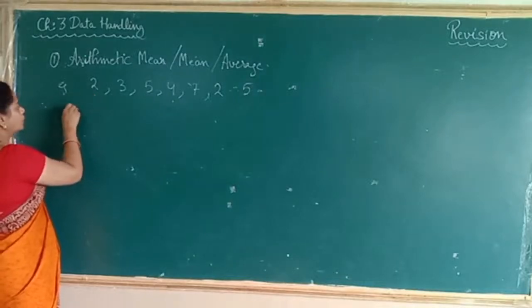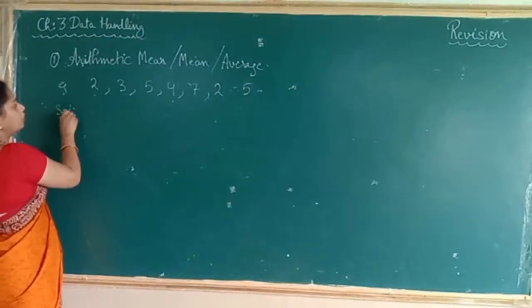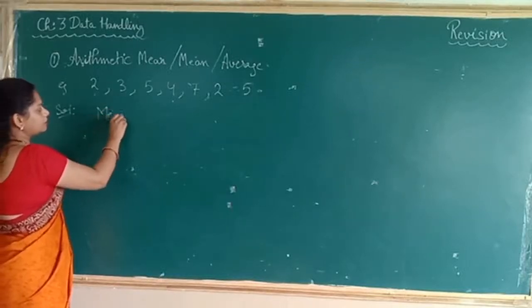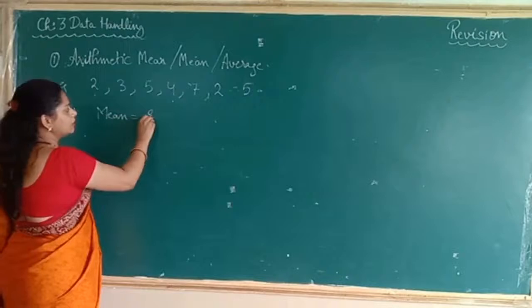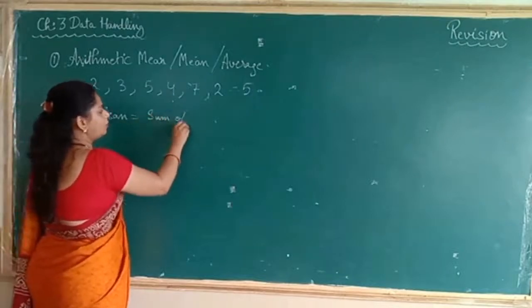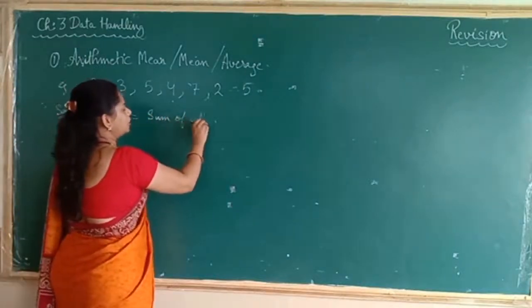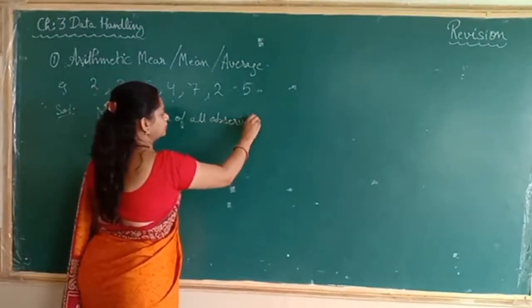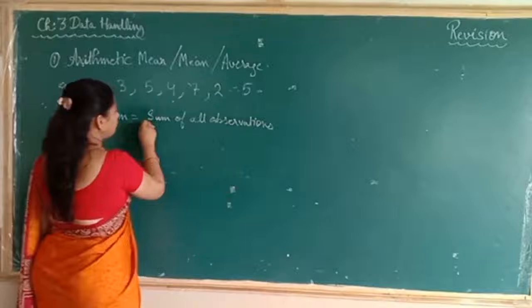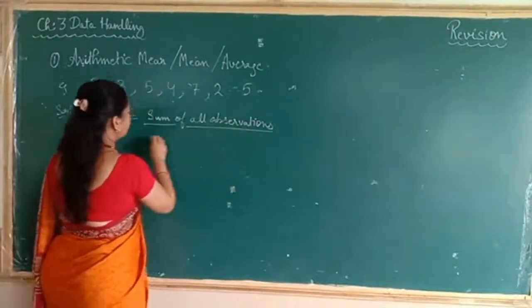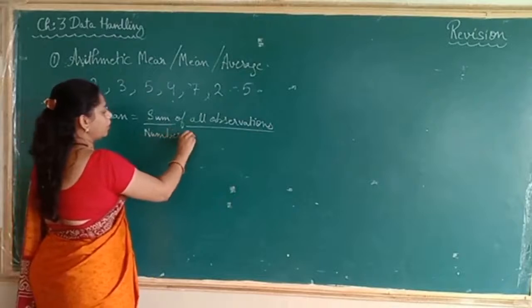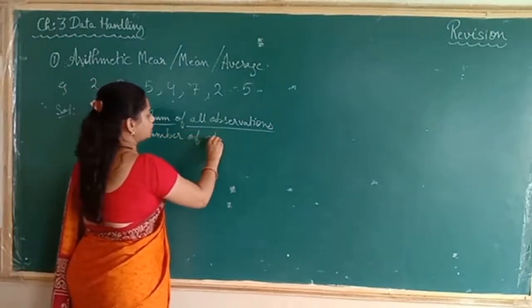So first of all, solution. What is the formula for finding mean? Mean is equal to sum of all observations divided by number of observations.